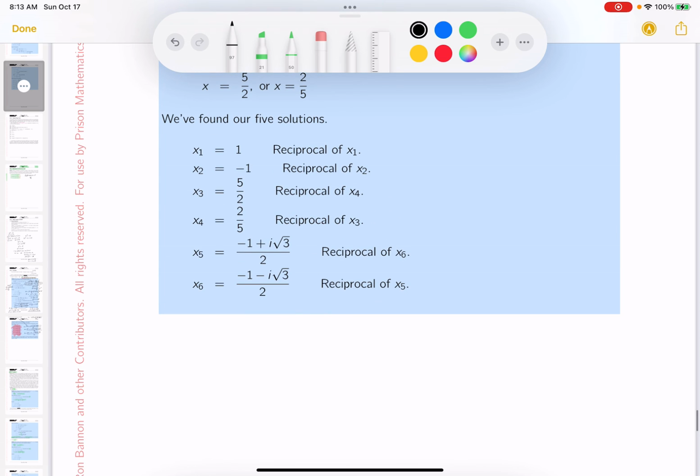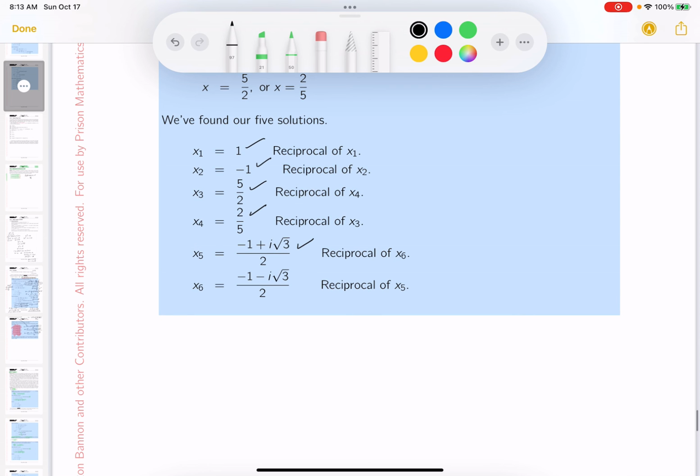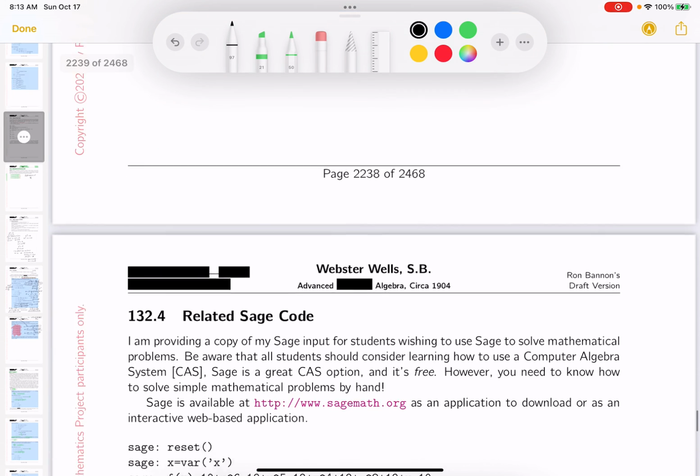And again, pay attention to what we're saying: the reciprocal of 1 is 1, the reciprocal of minus 1 is minus 1, the reciprocal of 5 halves is 2/5. I'm expecting to see that. And the reciprocal of this root there is that root over there. They're reciprocal to each other, all right? You may want to verify that.